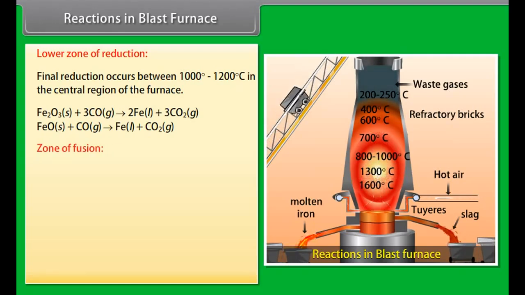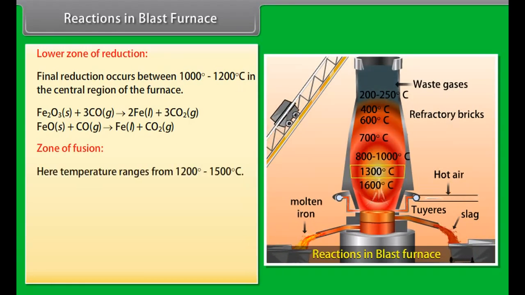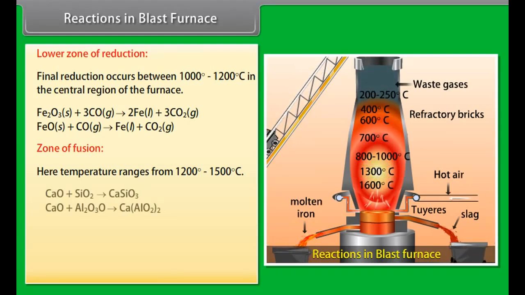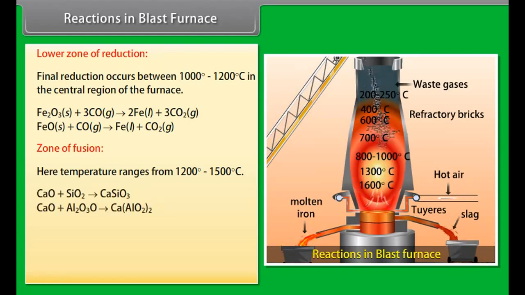As the charge moves down, it passes through higher temperature zones. On the basis of variations in temperature in the different parts of the blast furnace, there are various zones where different chemical changes take place.